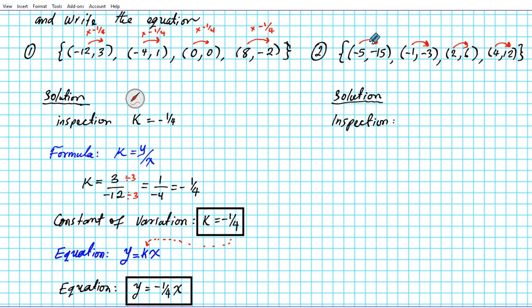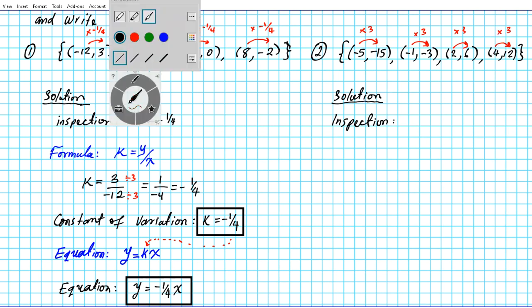From negative 5 to negative 15, that's resulting from multiplying by 3. From negative 1 to negative 3, times 3. From 2 to 6, times 3. From 4 to 12, times 3. So we're multiplying by 3 every single time. So by inspection, our constant of variation k is 3.